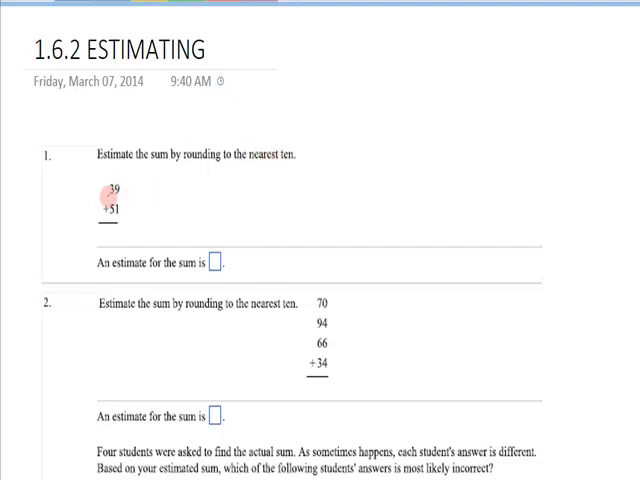39 rounded to the nearest 10. The 9 would tell you to round up, and so that becomes 40. 51 rounded to the nearest 10. That actually stays 50. So one of them you rounded up and one of them you rounded down. So the estimate would be that that sum is approximately 90. So you can see that the addition is easy once you've got the rounding done. Let's look at our second one.